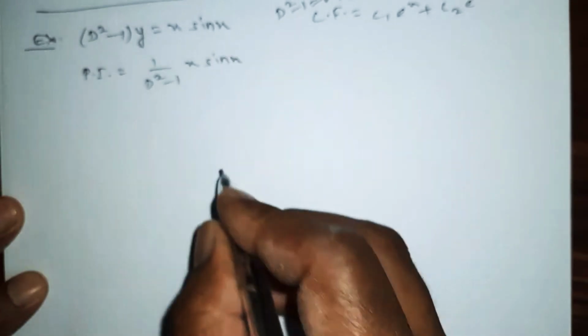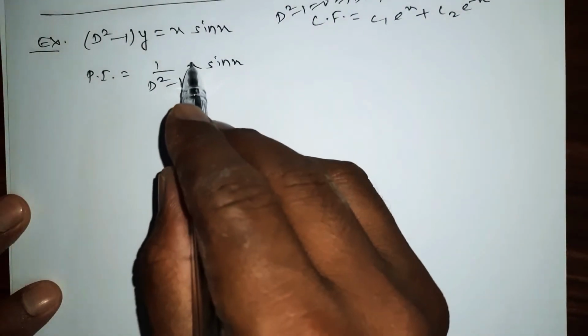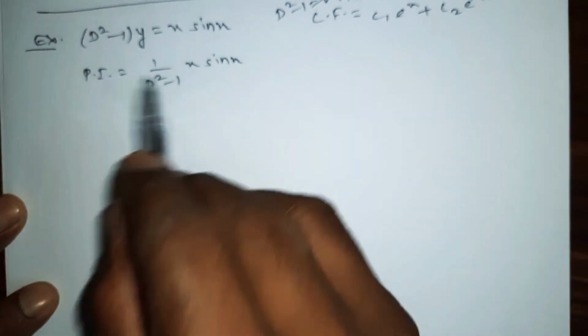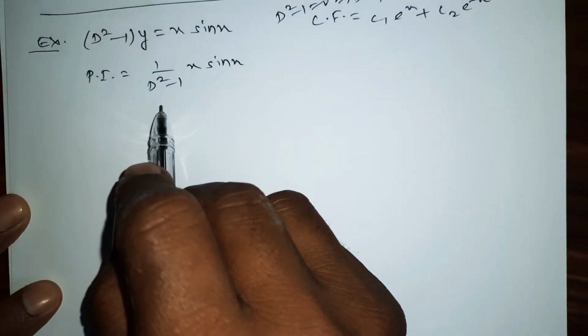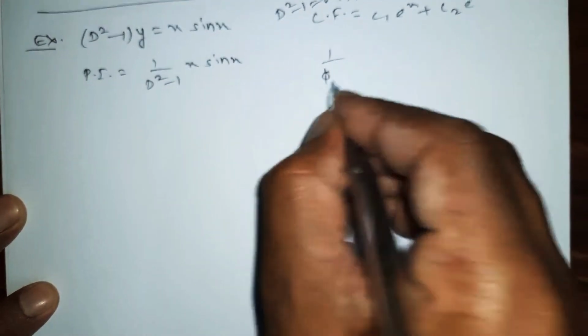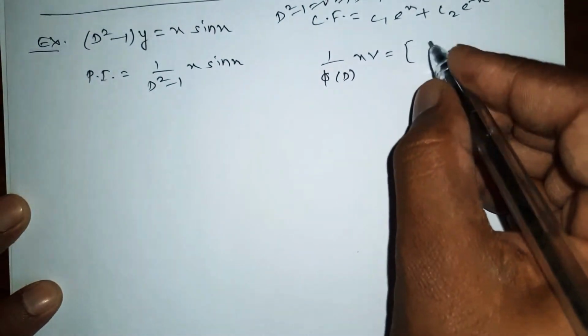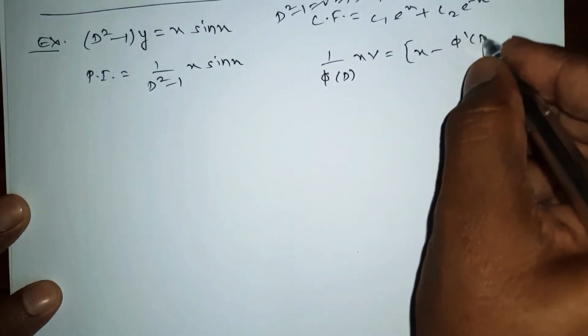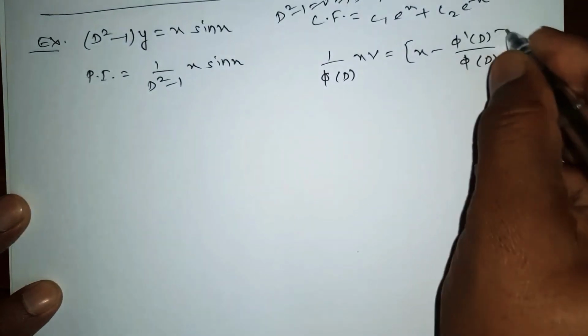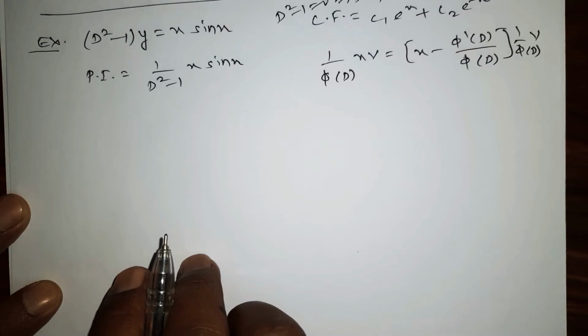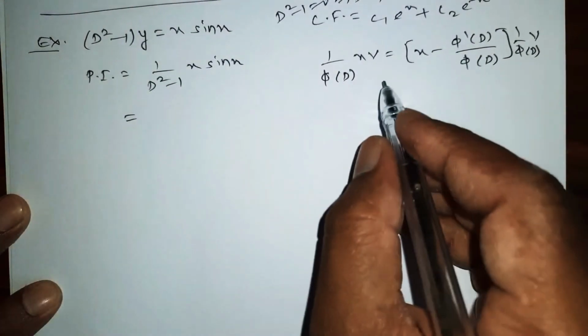So PI is equal to 1 upon D square minus 1 operating on x into sin x. The power of x is 1, and if I replace D square by minus 1, I get zero in the denominator, not a case of failure. So I can use the formula. Which formula? 1 upon phi of D operating on x into v is equal to, have you remembered, x minus phi dash of D upon phi of D, times 1 upon phi of D operating on v. Correct? So use that formula here.